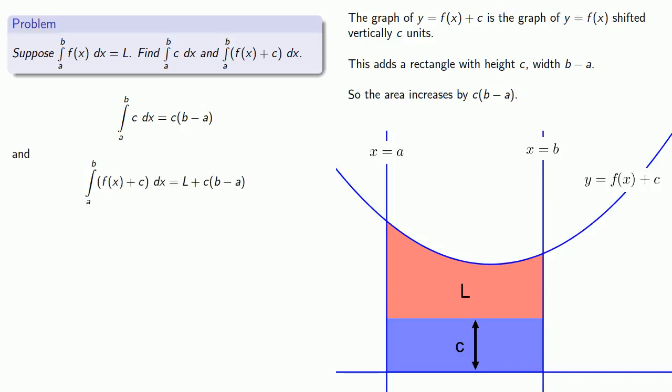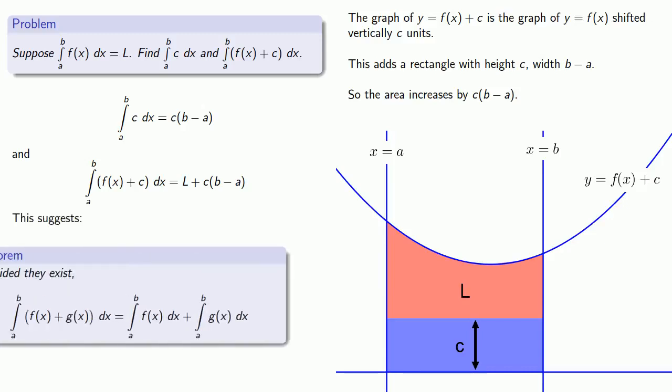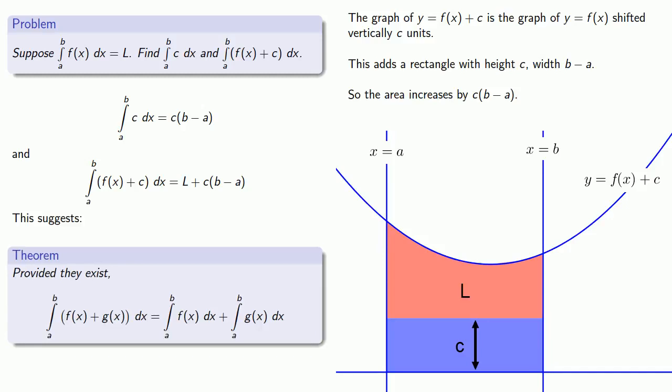And so the integral from a to b of f of x plus c is going to be L plus c times b minus a. But L was this original integral from a to b of f of x dx, and c times b minus a is this integral from a to b of c. And so this suggests an important theorem. Provided that the integrals exist, the integral of a sum is the sum of the integrals.